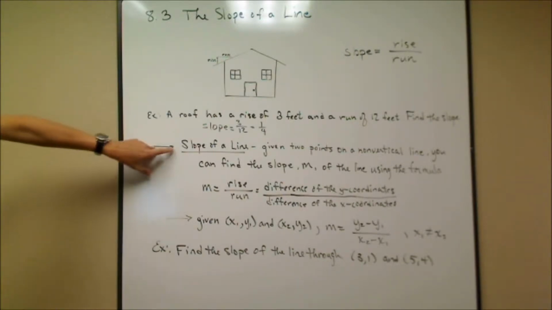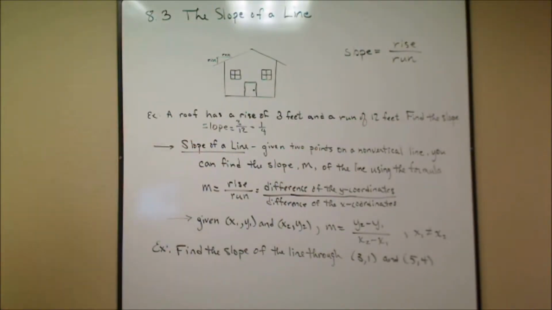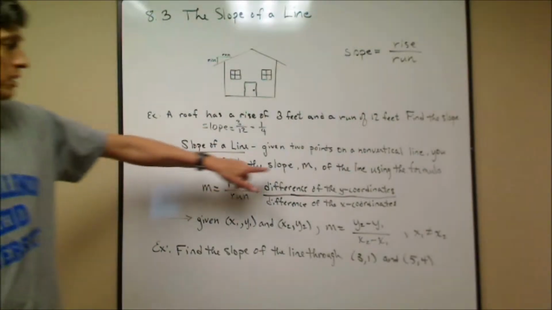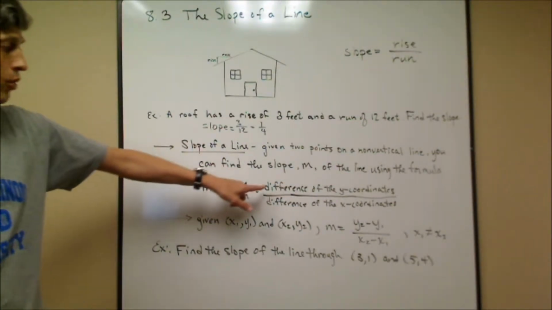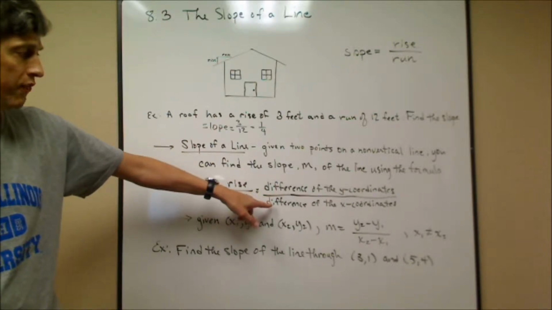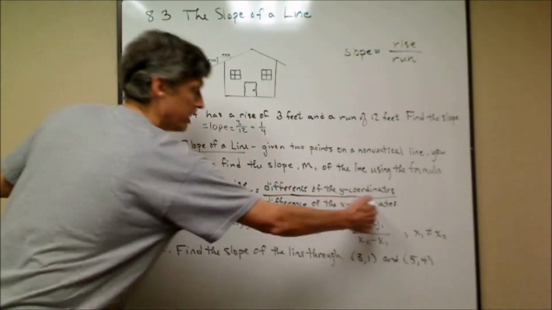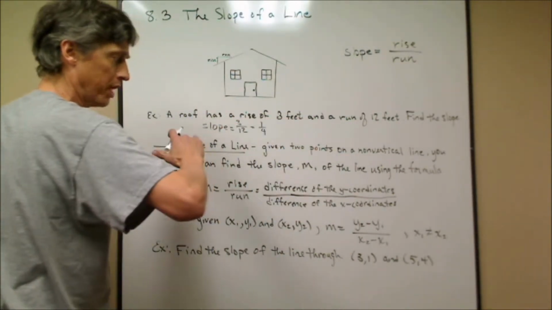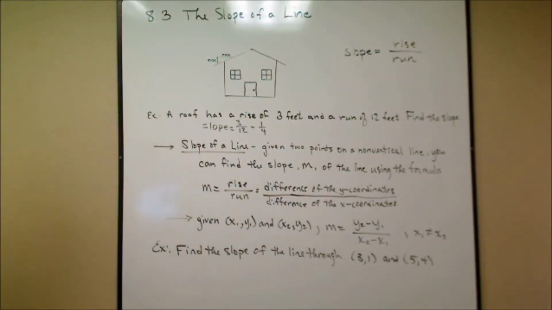Now, here's a better description and a way to find the slope of a line. Given 2 points on a non-vertical line, you can find the slope, and we use the lowercase letter m for slope. It comes from a French word, monter, which means to climb, like to climb the slope of a mountain. To find the slope m of the line, use the formula m equals rise over run, or the difference in the y coordinates over the difference in the x coordinates, because it's the y coordinates that describe vertical change, and it's the x coordinates that describe horizontal change. So it's the change in the y's over the change in the x's.